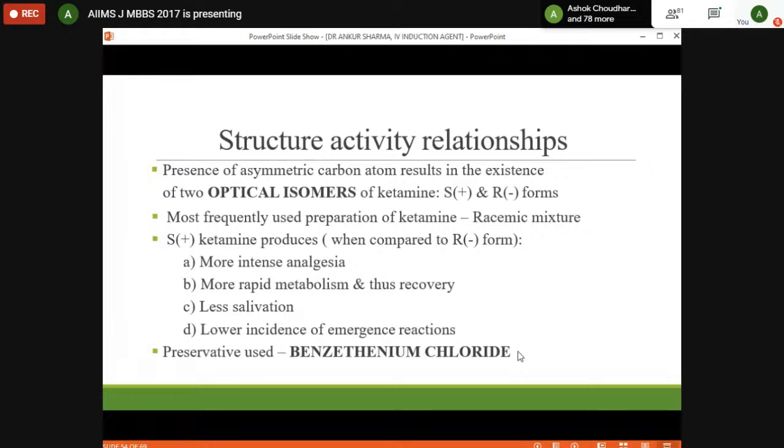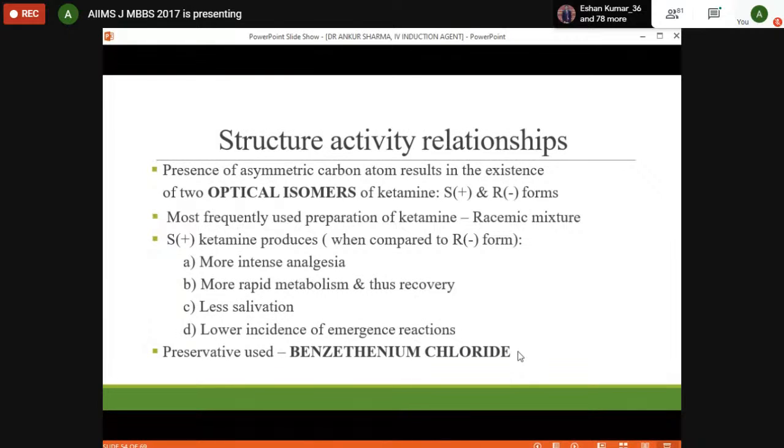What is the structure activity relationship? Presence of asymmetric carbon atoms results in the existence of two optical isomers, S-ketamine and R-ketamine. The most frequently used preparation of ketamine is a racemic mixture, that means it contains both S and R. But for anesthesia, S-ketamine is used frequently because it causes more intense analgesia, more rapid metabolism and thus more rapid recovery, less salivation and a lower incidence of emergence reactions.